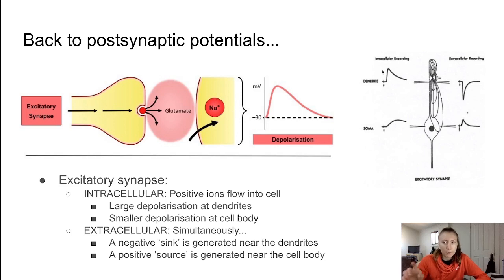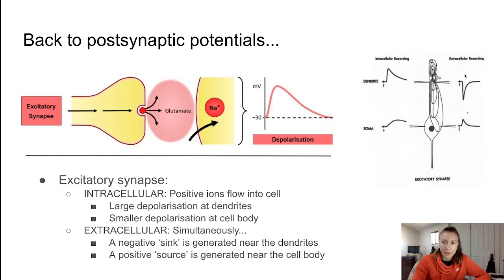But let's have a think about what this is actually doing in the extracellular space. Because if we're having sodium flow into the cell, that sodium needs to come from somewhere, and it's coming from the space around the neurons. Now, if positive ions flow into the cell, this means that a positive ion is being taken from the extracellular space. What this leads to is that we can now measure this sink in the extracellular space. So all the sodium has flown in, we're more negative on the outside now.